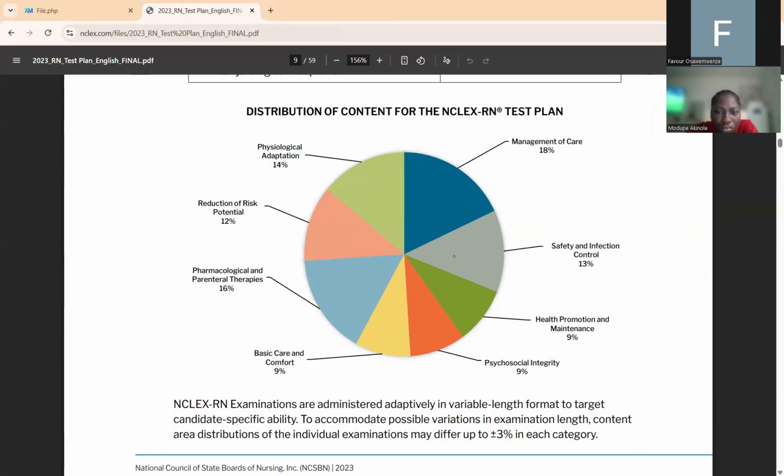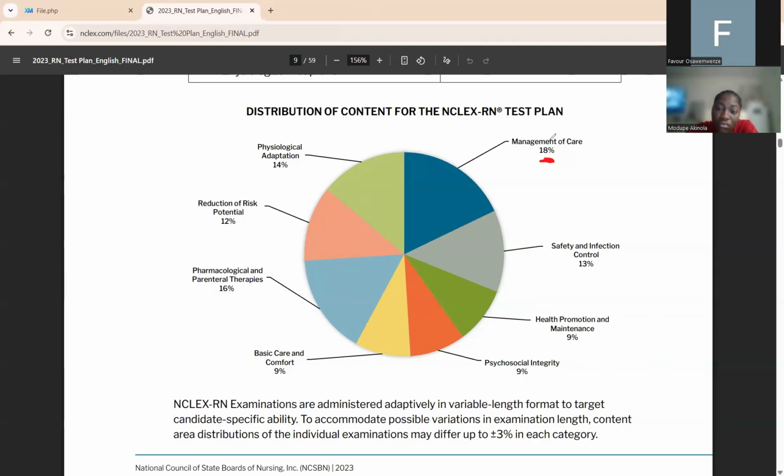Now, if you go through your test report and you see where you are either above, near, or below the passing standard, you will be able to see something unique, which is that each of these client needs carries a specific percentage. One thing is not to just study. One thing is to understand what you are studying. Many students don't understand what they are studying. They pay attention to a particular area, but at the end of the day, that area is not enough to make them pass the exam.